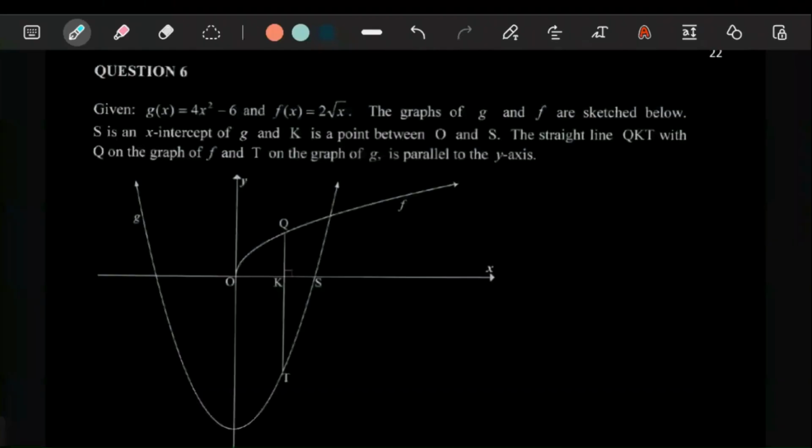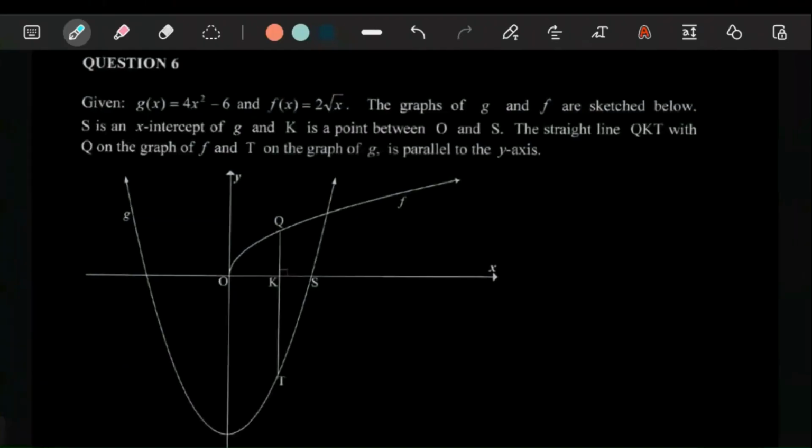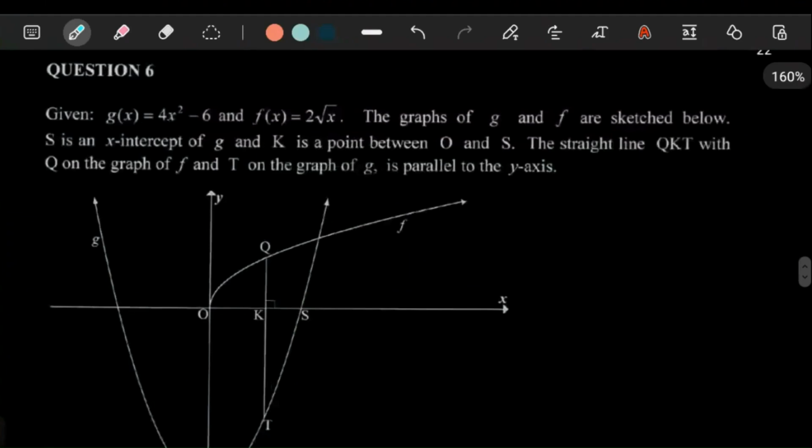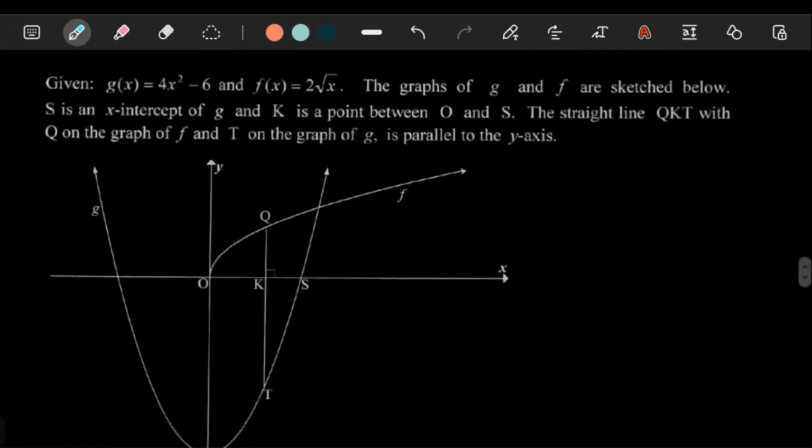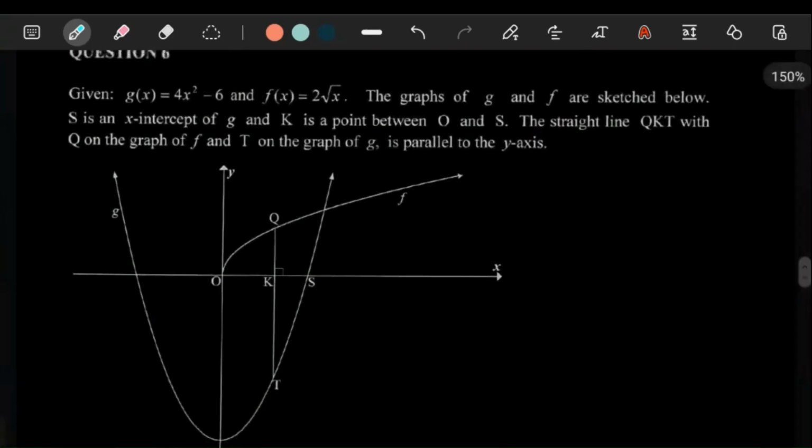Question number 6 says the following. Given that g of x is equal to this, this is a parabola. And then f of x, it looks like the inverse of a parabola, but then the portion that's having positive y values. So they say here, the graphs of g and f are sketched below. Yes, that makes life much easier.